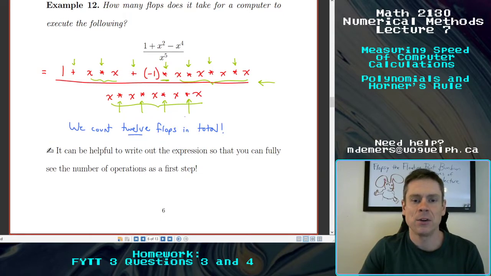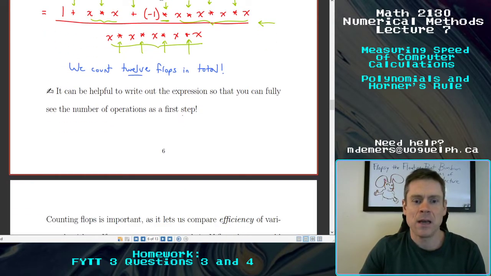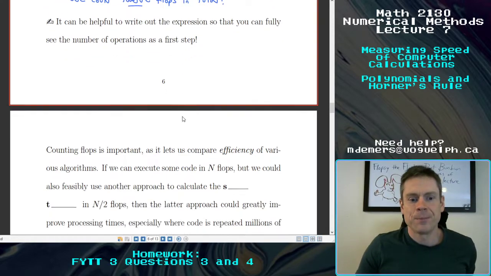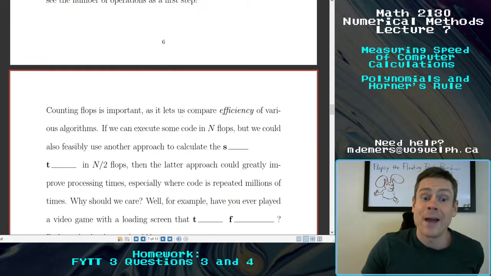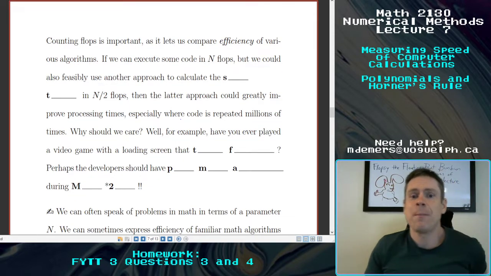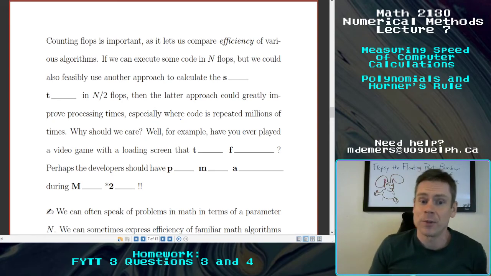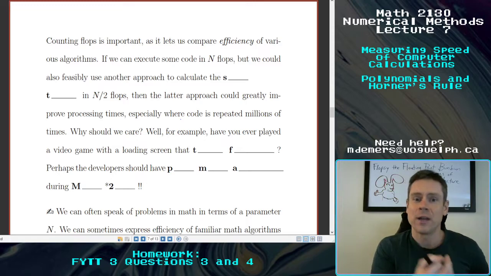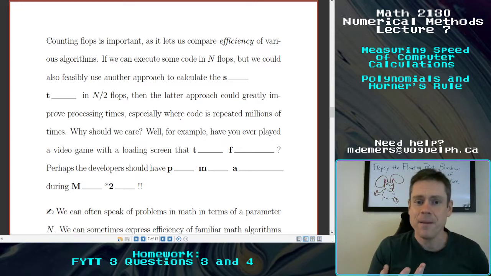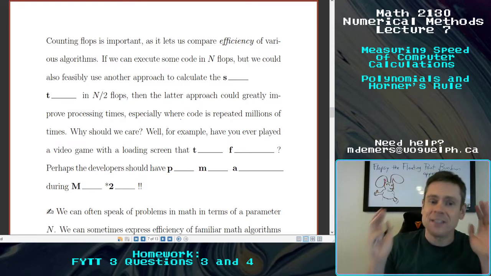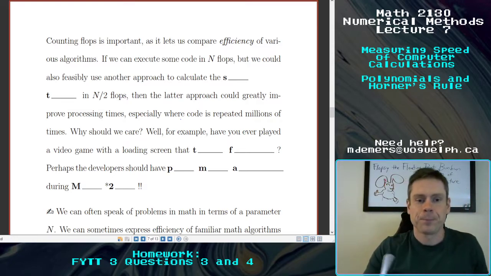Okay, so as I said, it's helpful to write this out as a first step, but let's talk a little bit about why this might be important. Counting flops can let us compare the efficiency of different kinds of algorithms. The idea is this: if we can execute some code in a certain number of flops, let's call it big N, but we could also feasibly use another approach to calculate the exact same thing in N over 2 flops.